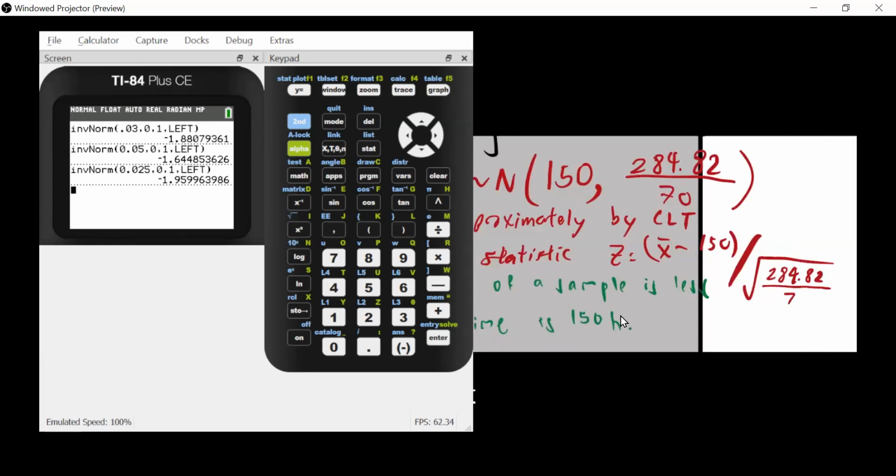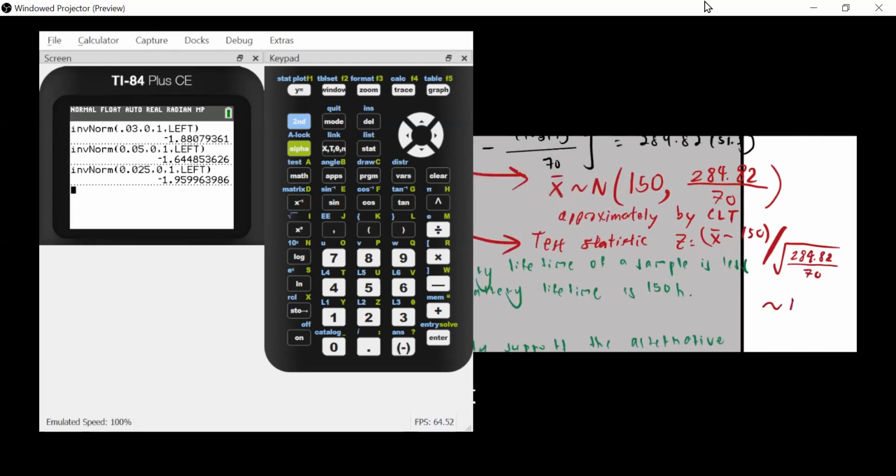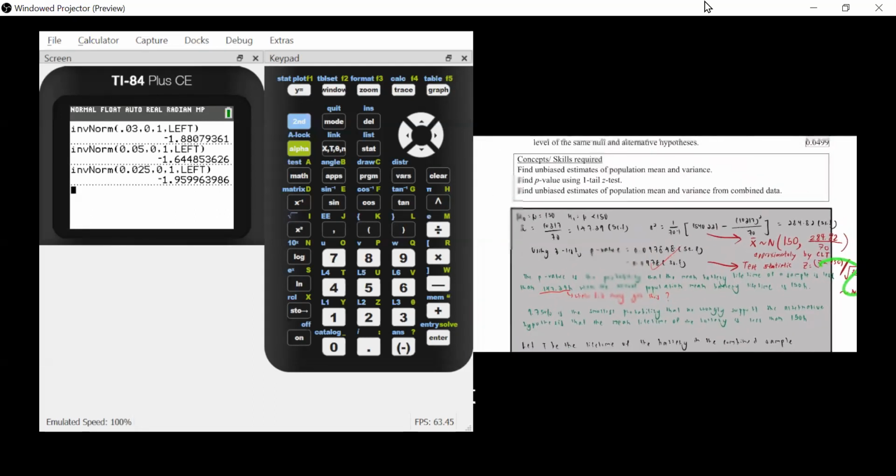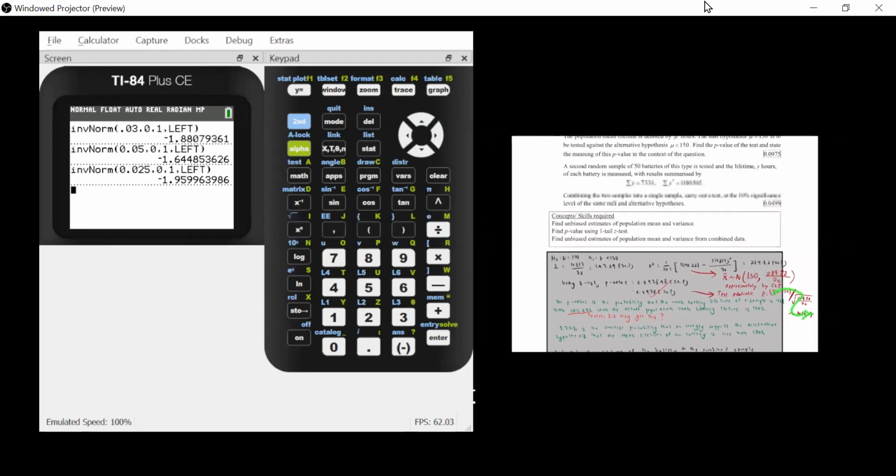Divided by 70. And this follows a N(0,1). Sorry for squeezing. I should be writing this all in one line. I hope you understand what's going on. Okay, good. So then you can use the z-test to get the p-value.